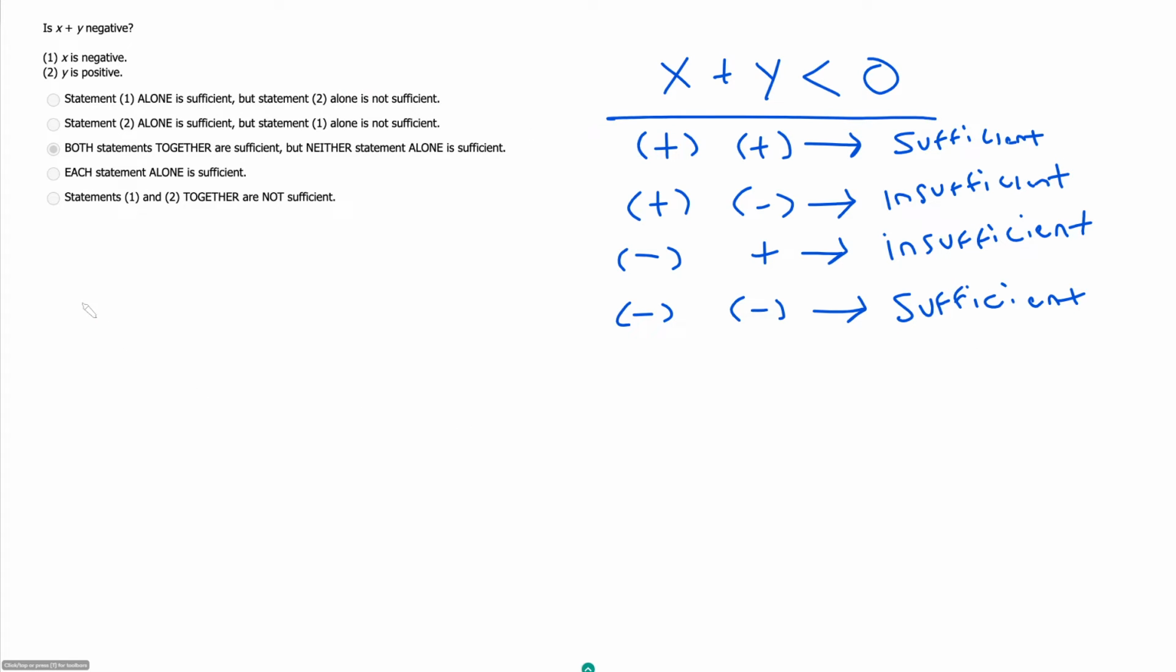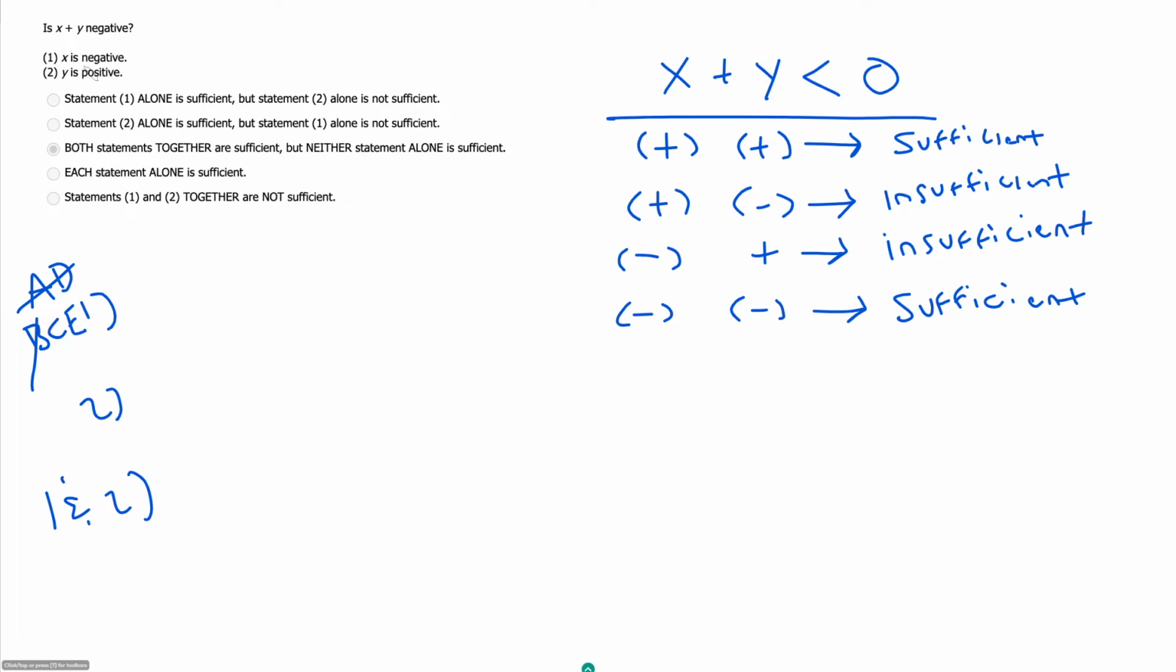So given that, you should be able to see that both statement 1 and statement 2 by themselves will not be sufficient, because in the first statement we don't know anything about y. In the second statement, we don't know anything about x. So we're sort of going straight to looking at them together.